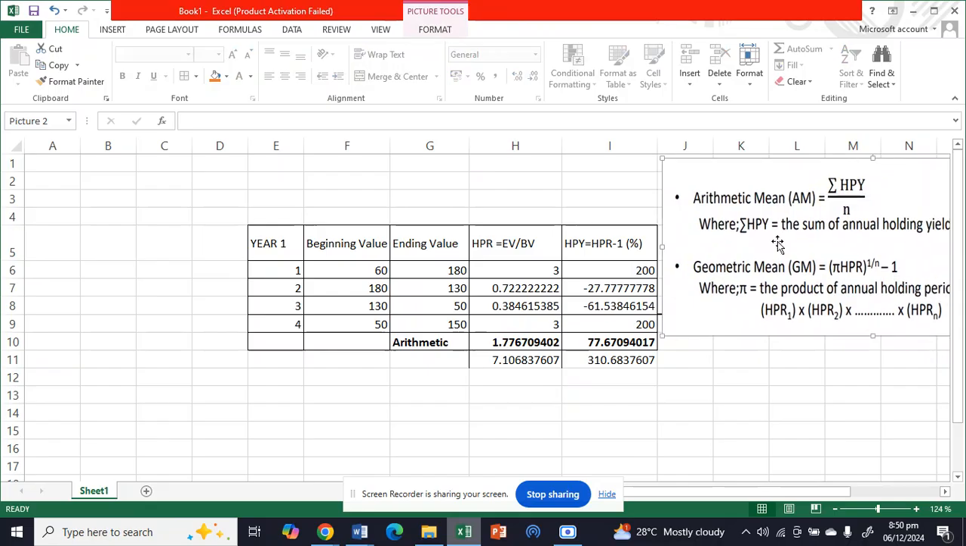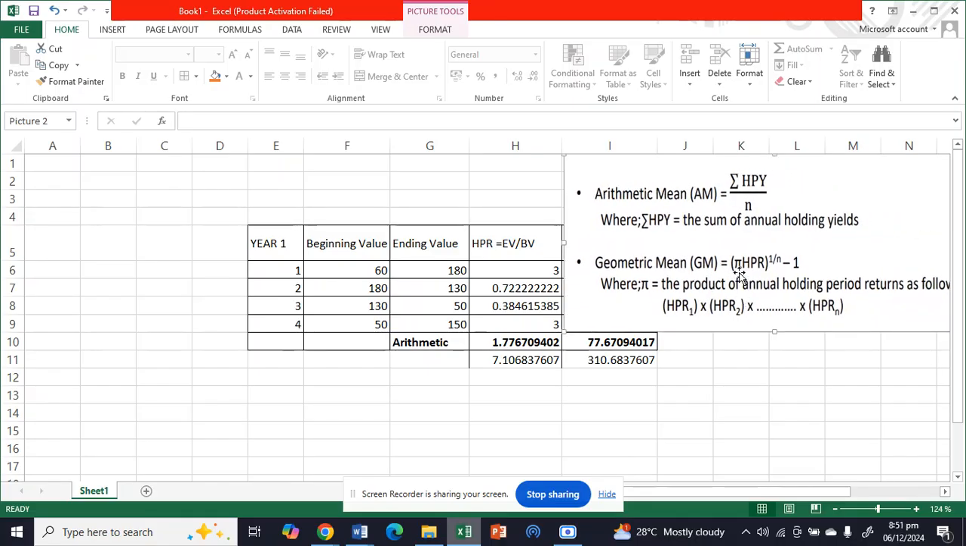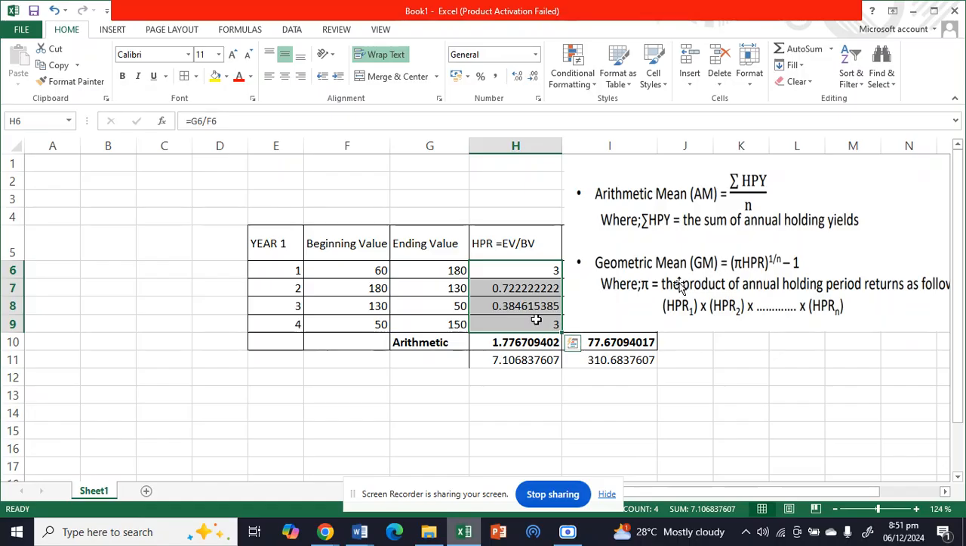Then for our geometric mean, as you can see here, the formula is the product of HPR to the power 1 over n. So it means our holding period returns, we're going to multiply each of them. Once we multiply them, we're going to raise them to the power 1 over 4, since it's 4 years. And then we subtract 1. Okay, so let's see.